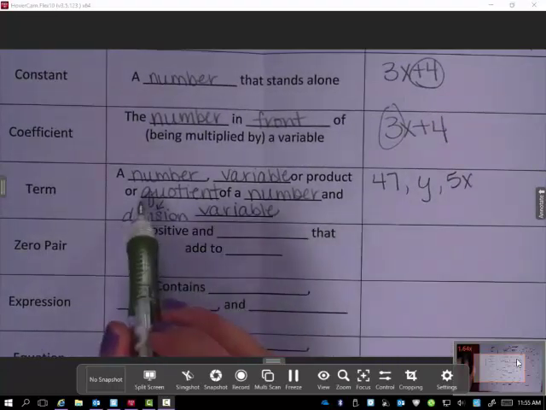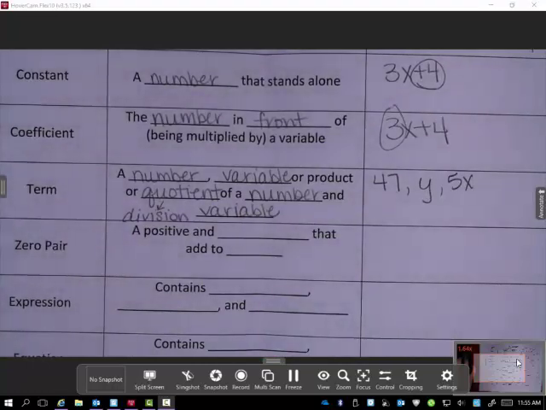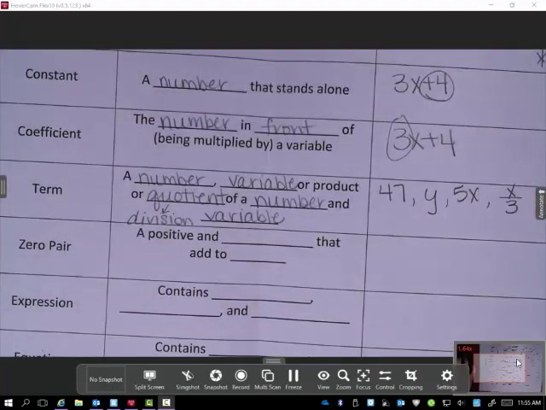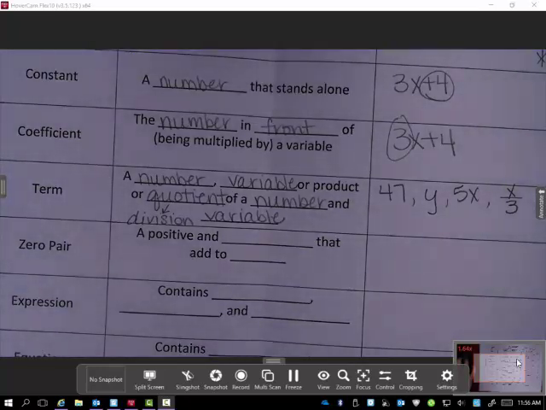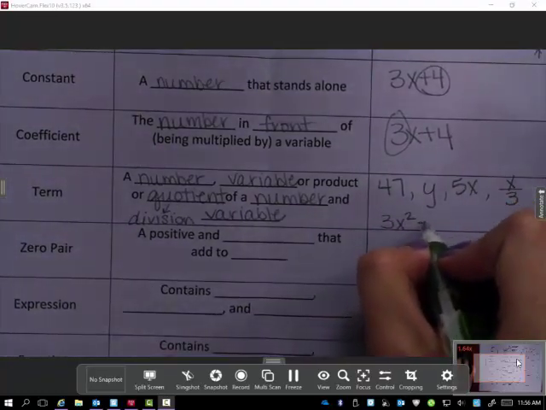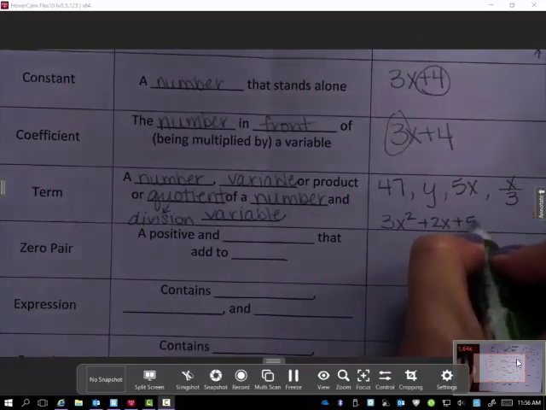And then it says or quotient of a number and variable. So we said quotient means what? Division. So that might be like what we saw on that problem of the day, that bell ringer, x over 3. Is that a division problem? Yes. So is that a term? Yes. Most of the time when we're discussing terms, they're not just going to be listed like that. There will be operations, meaning addition or subtraction between them. So for instance, like 3x squared plus 2x plus 5.